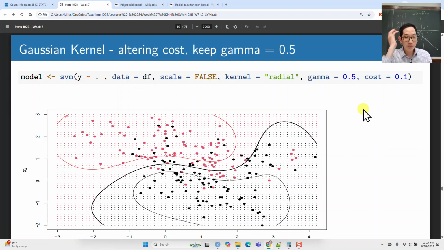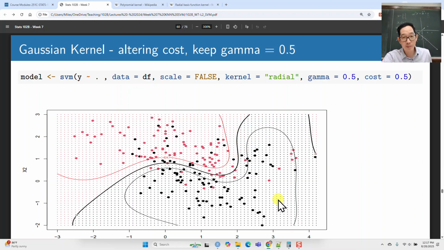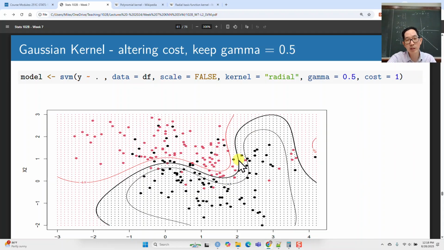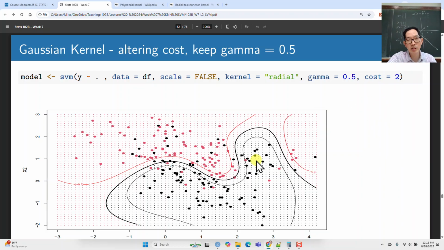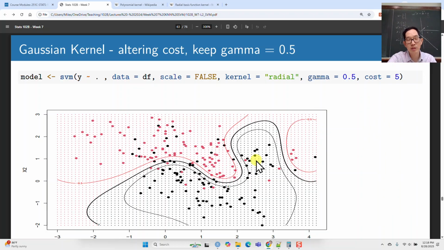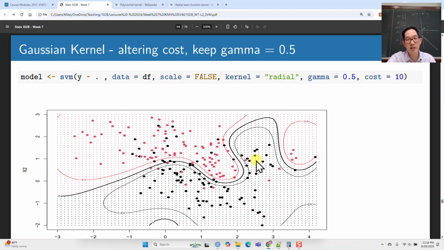Here, I'm going to keep gamma locked in at 0.5, which will keep things at a certain amount of flexibility, but we're going to change how much any one point can influence the boundary. So keeping the overall boundary, we're going to say some of the points can influence and push the boundary around a little bit more. Here's cost 1, cost 2, cost 5, and cost 10.